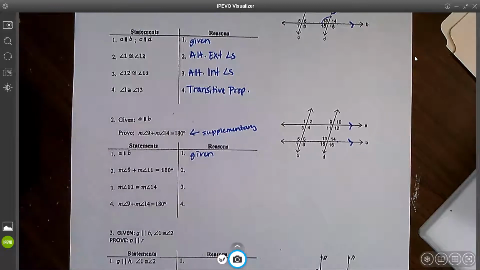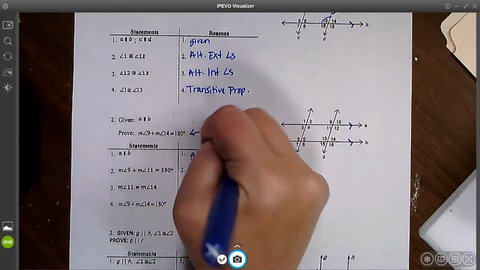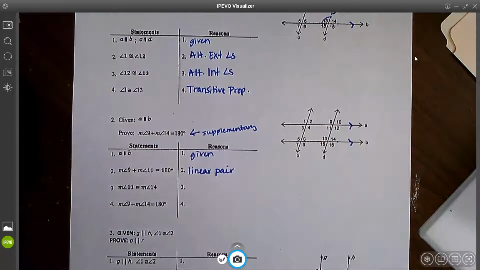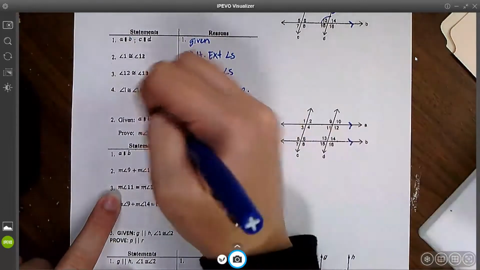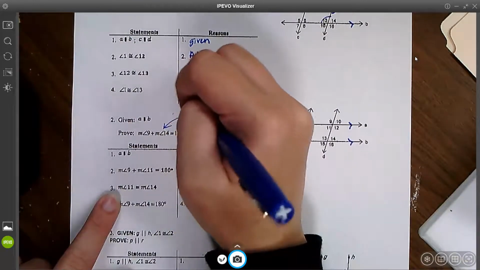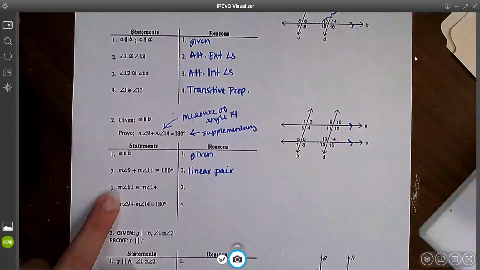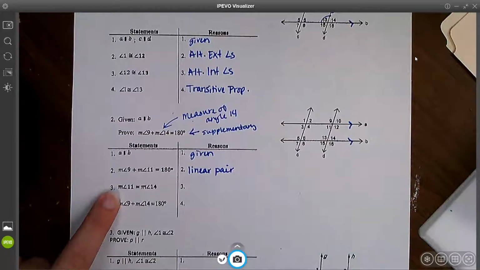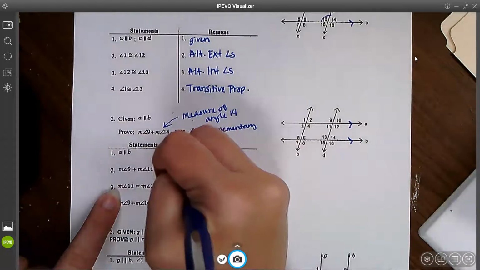9 and 11, their sum is 180 because they are a linear pair. Linear pair means two of them together create a line. 11 is congruent or equal to 14. So this means the measure of angle 14 is what that means. So we're just talking measurements here in equations. Measure of angle 11 is equal to measure of angle 14. That's because they are alternate interior angles.